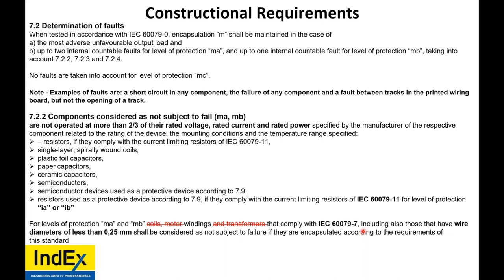They shall be considered as not subject to failure if they are encapsulated according to the requirements of the standard. So if you have an EXE motor with really small winding, and encapsulant was poured into it and it was tested, it could be certified to EXMA or MB. So you can use motors in zone zeros. Has it been done? Yes, it has. Go searching for it, IECX.com.